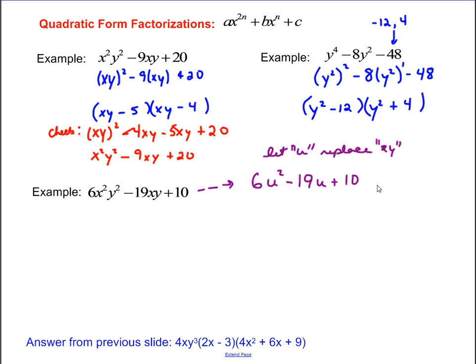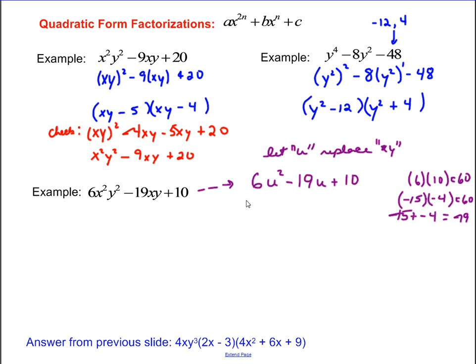Well, how would this one work? I'm going to use my grouping number method. I know that 6 times 10 is 60, and that would make a really good grouping number because I know there are factors of 60 whose sum is negative 19. In fact, negative 15 times negative 4 does indeed equal positive 60, and negative 15 when added to negative 4 gives me negative 19, which is my middle term.